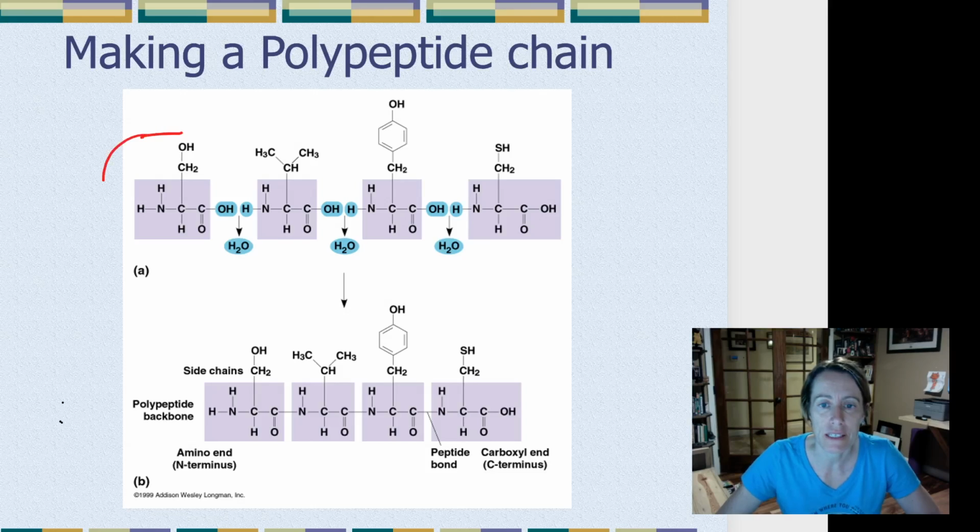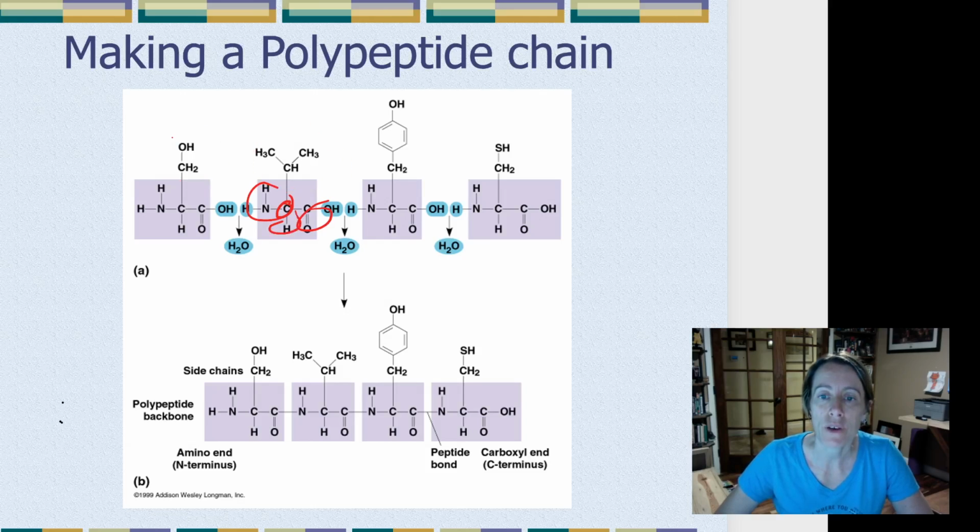Here is an amino acid. How do we know? Well, we should recognize the central carbon, the amino group, carboxyl group, the H, and the side chain. So on this diagram, this is the side chain. Okay, and here is another amino acid side by side with it. Again, central carbon, amino, carboxyl, H, and a side chain.